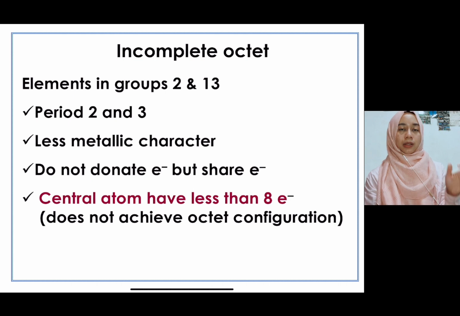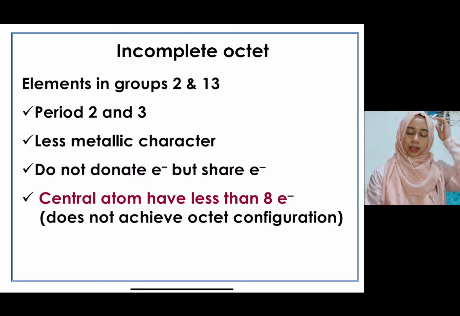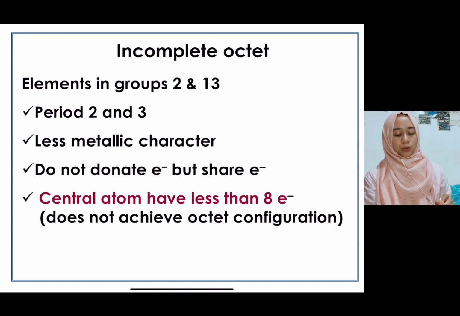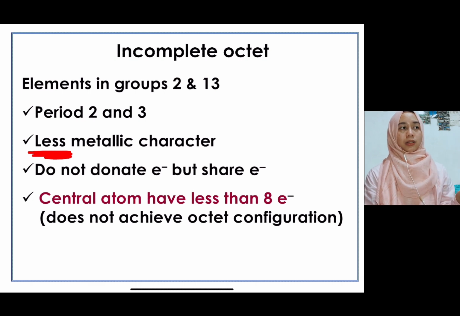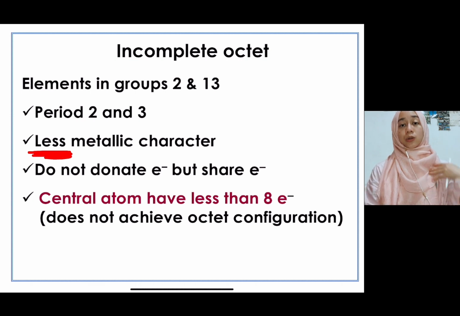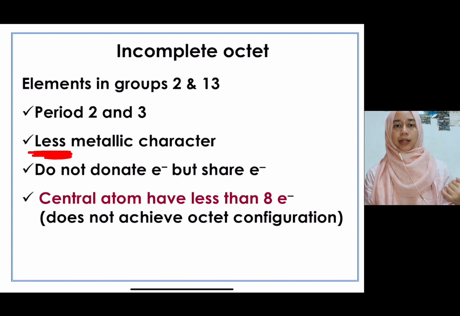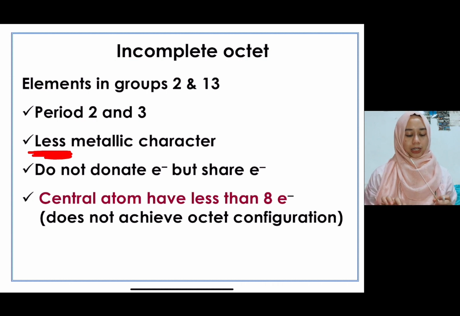Okay, so usually incomplete octet is for metals in group 2 and also 13, in period 2 and 3. So this is due to them having a less metallic character. And then, you know that metals always donate their electrons so that they get a positive charge. But instead of donating electrons, they tend to share their electrons. So the central atom ends up with less than 8 electrons there.